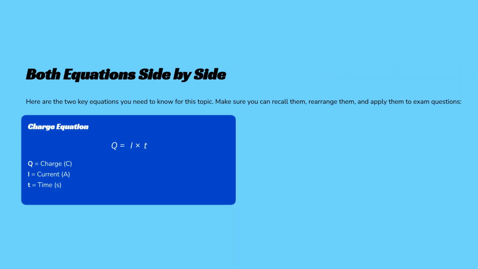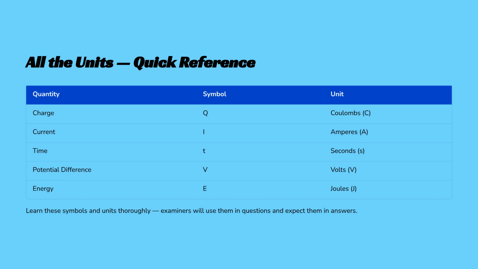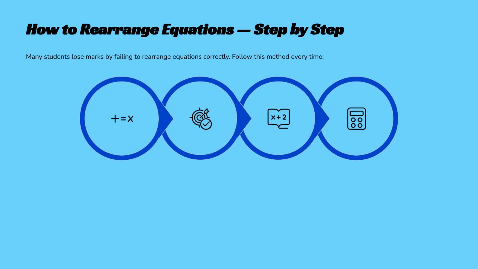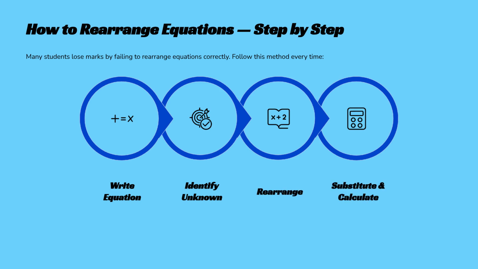Keep both the charge equation and the potential difference equation ready for your exam. Knowing how to apply these two formulas is key to solving circuit problems. Review this reference table to ensure you are comfortable with all symbols and units. Examiners expect you to be precise with these standard physical quantities. To wrap up, remember this 4-step process for every calculation. Write the equation, identify the unknown, rearrange if needed, and finally substitute and calculate.